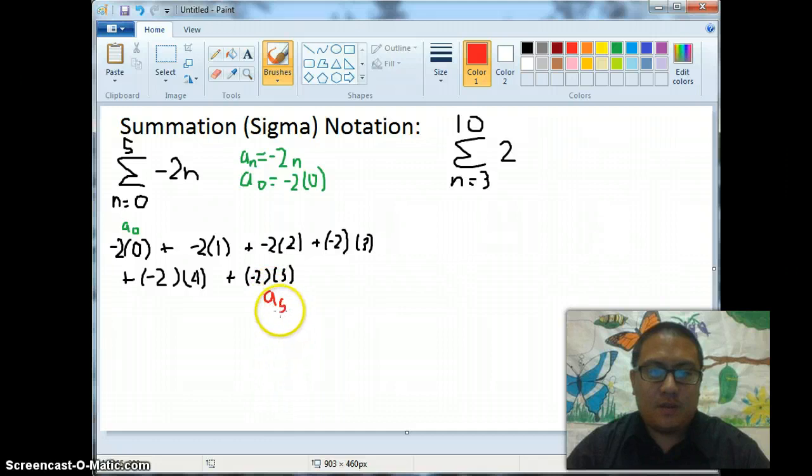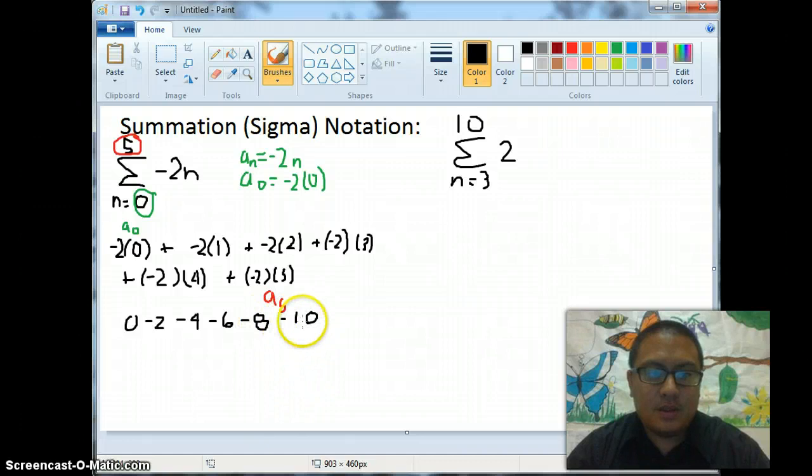5, and that's our terminator, right? We end at 5. This is our initializer, n equals 0. That's the start. Okay, so let's go ahead and finish this up. We got 0 minus 2 minus 4 minus 6 minus 8 minus 10. Now remember, when you're doing summation notation, you're adding in between things, but this negative still applies.